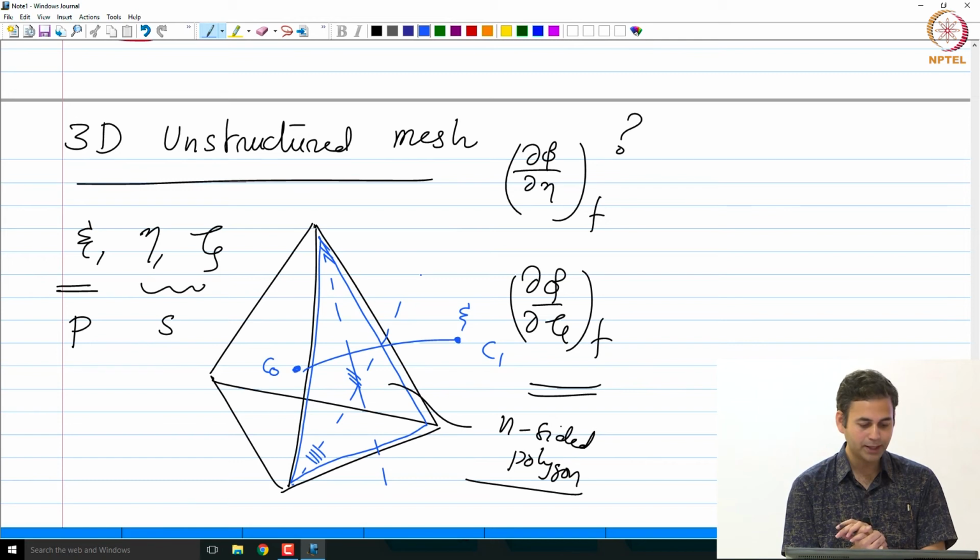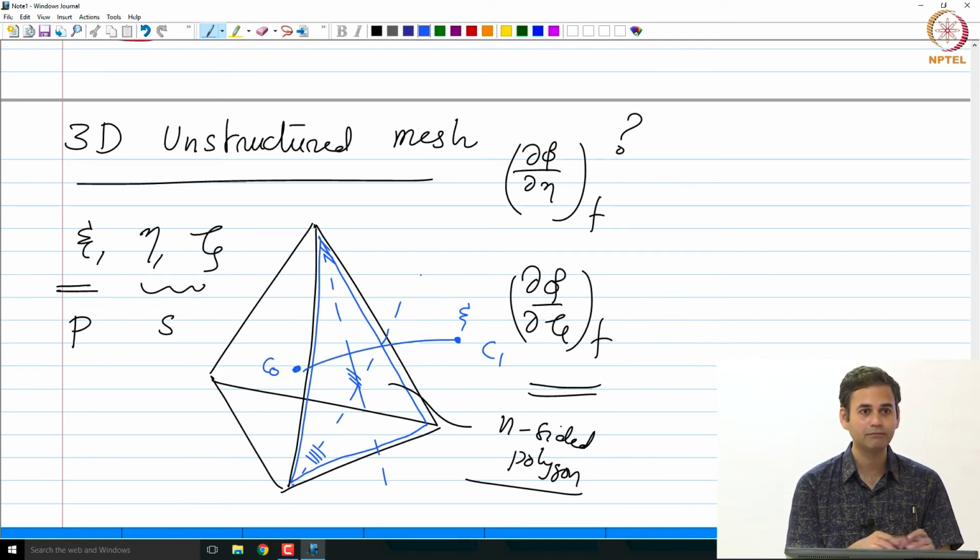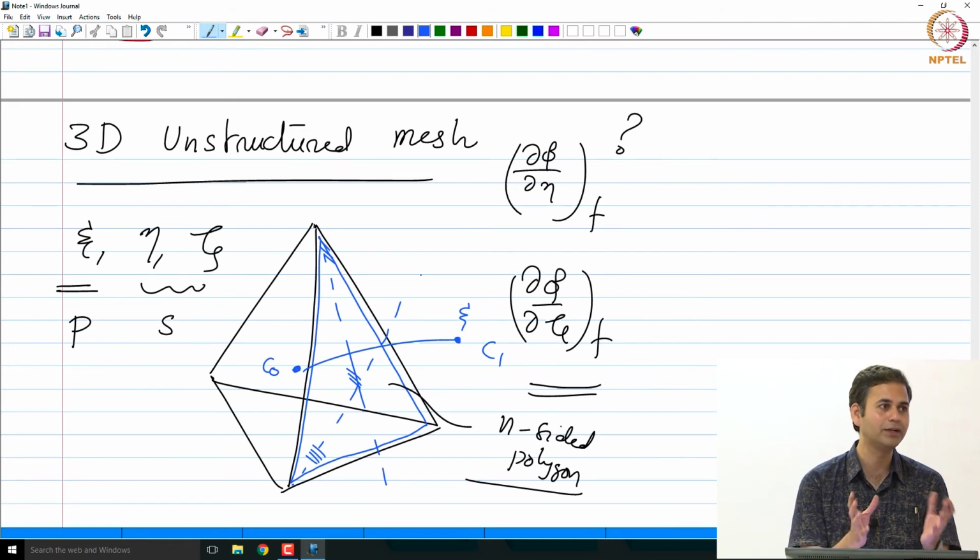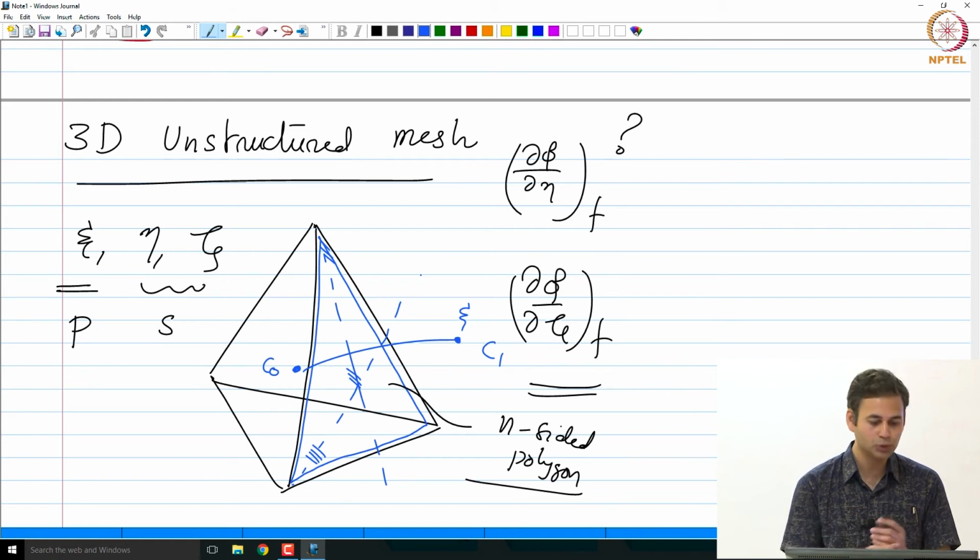So, the idea is, but this will not work if you have, let us say, a pentagonal face, or an octagonal face, isn't it. Let us say if you have polyhedral cells, something like a honeycomb structure, the face need not be a quadrilateral; it will be an n-sided polygon in general, right. In that context, how do you choose these 2 different directions?